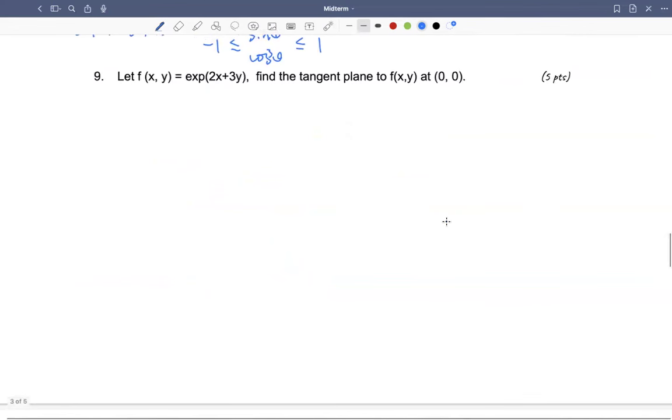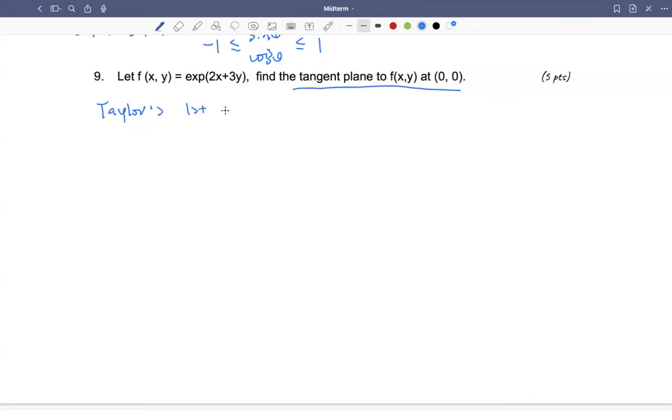Now let's see nine. We want to find the tangent plane to this at this point. For this one, I want to use Taylor's first order approximation, right? First we evaluate the function value at (0, 0). Remember, exp means e to the power 2x plus 3y. So that's e to the 0 power, which is 1. So the function value at (0, 0) is 1.